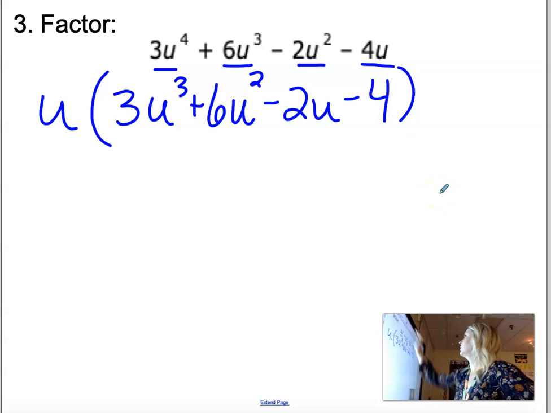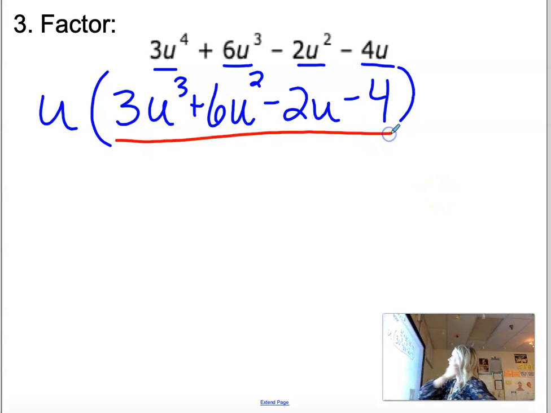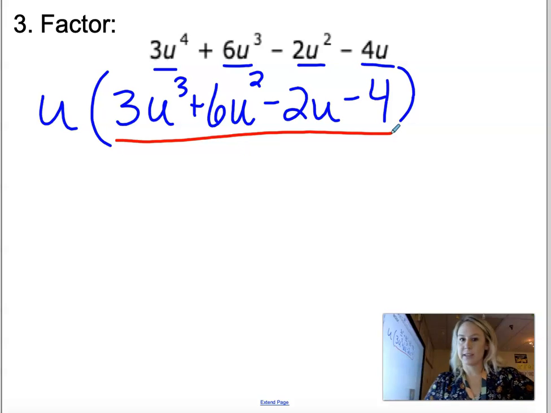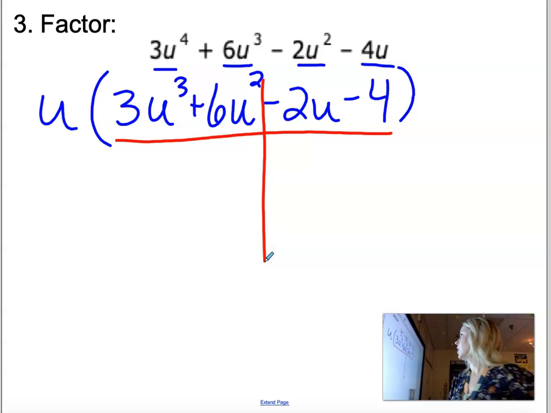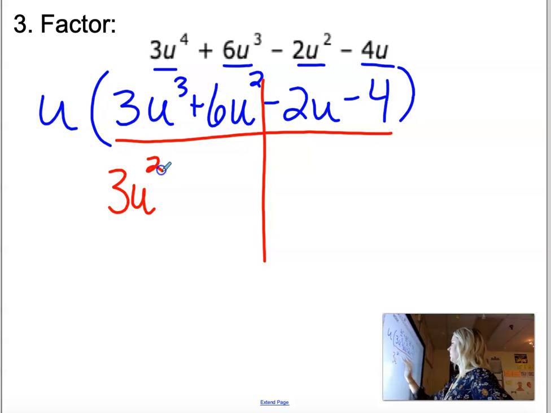Okay, so now looking at this inside, there is nothing that it has in common. I can't take another u out. A 2 and a 3, they aren't divisible by anything. So I'm going to factor by grouping with the inside now. Looking at these first two terms, a 3 and a 6, I know they have a 3 in common. Out of 3u cubed and u squared, I can take away 2 u's.